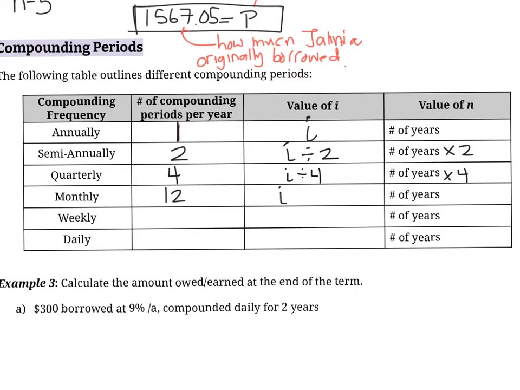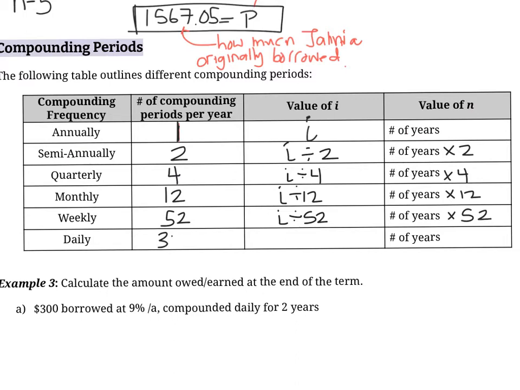We would take our interest rate and divide it by 12. And we would take the number of years and multiply it by 12 to figure out how many months we're going to be charged for. Weekly is 52 times a year. Following the pattern, I take my interest rate and divide it by 52. And the number of years get multiplied by 52 to find the number of weeks.